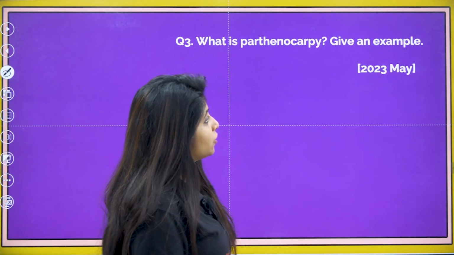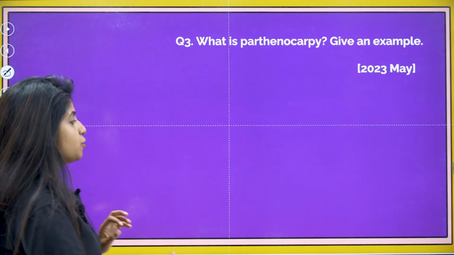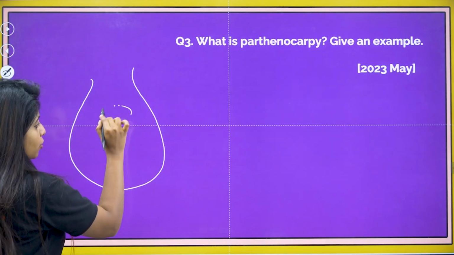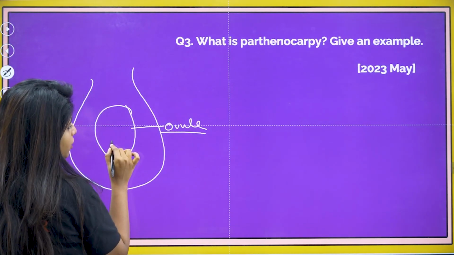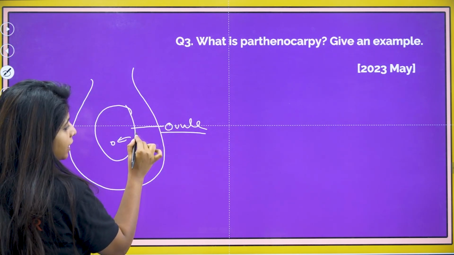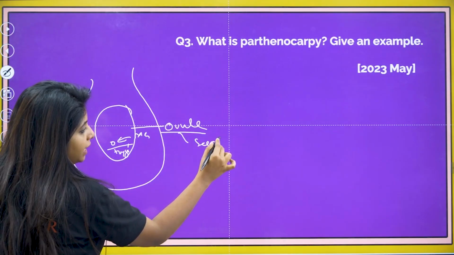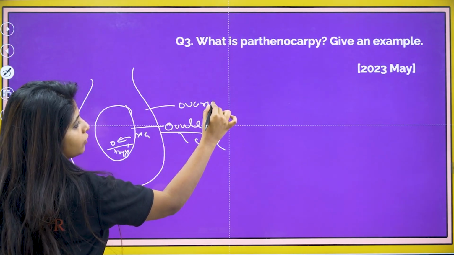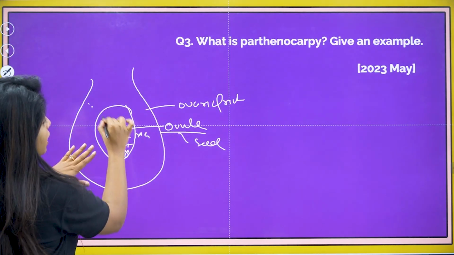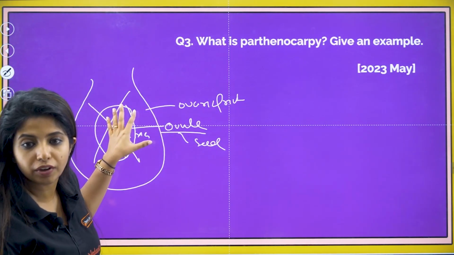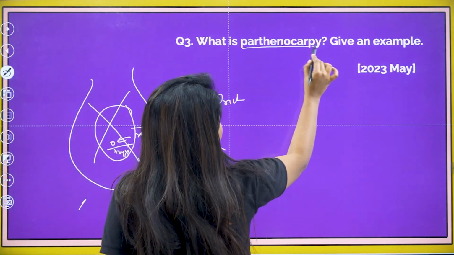Now next question, what is Parthenocarpy? Give an example. This came in 2023 May. What is Parthenocarpy? Suppose, my dear children, over here there is an ovary and inside the ovary there is an ovule. Usually the ovule is the one which, after fertilization, after the female gamete over here fuses with the male gamete, this whole thing becomes a zygote, and now what do you call the ovule as? You call this a seed, and you will call the ovary as what? The fruit. This mostly happens after fertilization. But suppose this part has not done anything, there is no fertilization that took place over here, but still the ovary is turning into a fruit without fertilization. This process is known as Parthenocarpy.